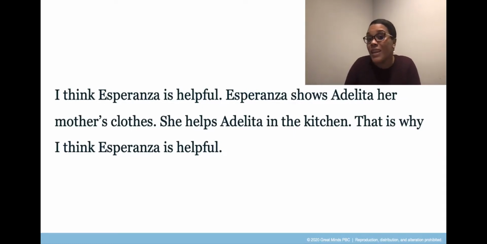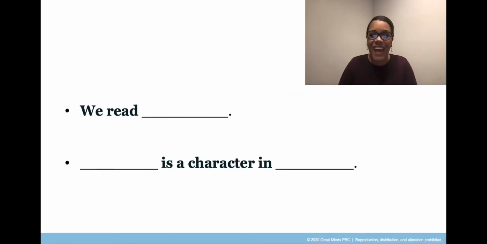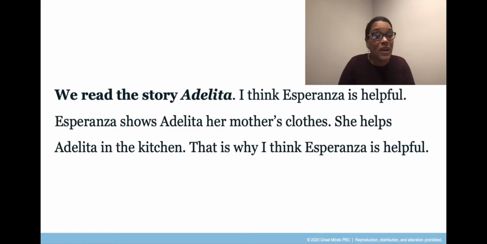Now, one way to write an introduction is to include the title of the story, and another way is to include details from the story. There are some sentence frames on the slide that you can use to write an introduction. Let's read those sentence frames together. Are you ready? Here we go. We read ___. ___ is a character in ___. Now, I've used the first sentence frame to write an introduction to the paragraph. I want you to read that introduction with me. Are you ready? Here we go. We read the story Adelita.